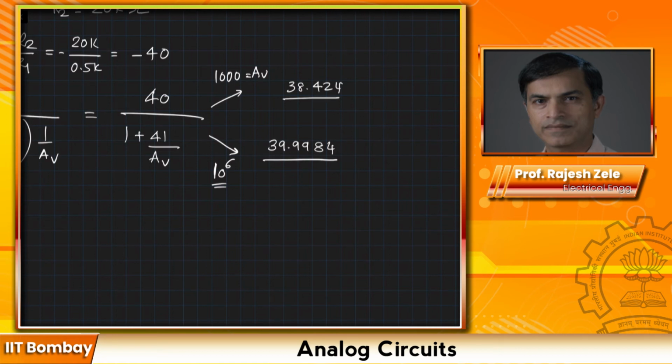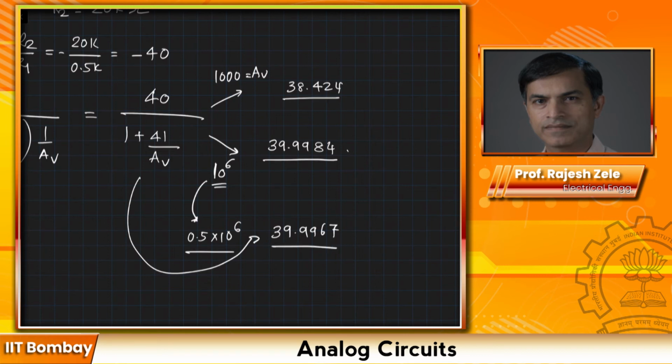And let's say we substitute, instead of 1 million, we substitute half a million. So this is a large error, right? This is 50% error in terms of accuracy of the gain. However, we can substitute here and you can see that with half a million, the gain becomes 39.9967. So when you compare these two numbers, you can say that, hey, there is a negligible change. Even when the gain Av is just large, it's not accurate. And that's the beauty of the operational amplifier.